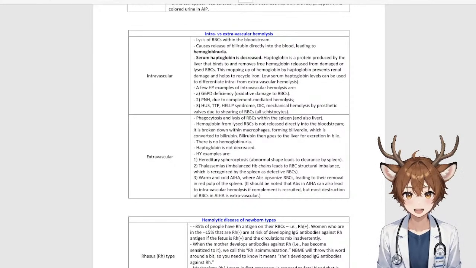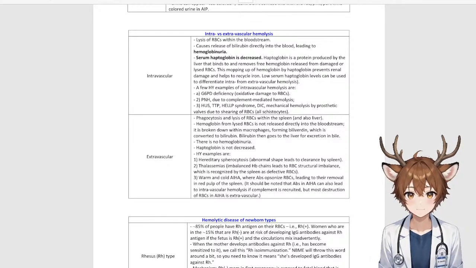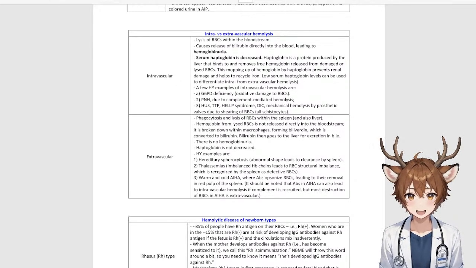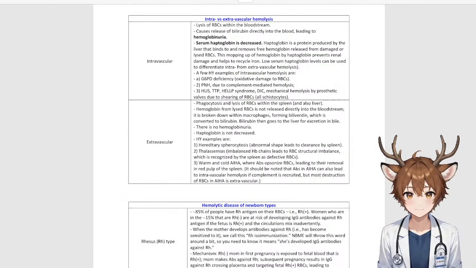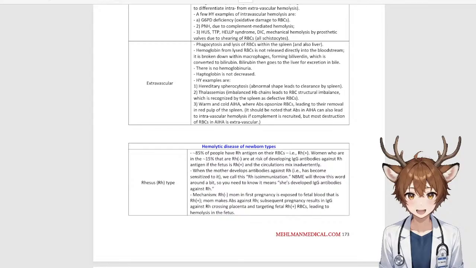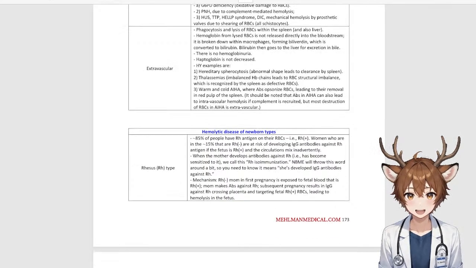Is that autoimmune hemolytic anemia? I think so. Yeah, well, it says autoimmune hemolytic anemia. Yes, I'm correct. Okay. Thalassemias and hereditary spherocytosis are extravascular, and also the AIHA. Okay.